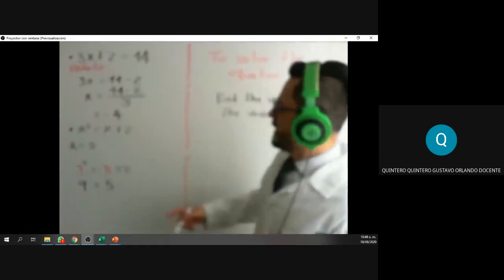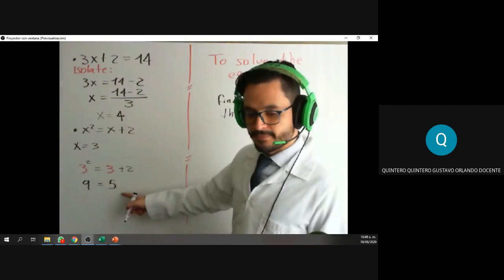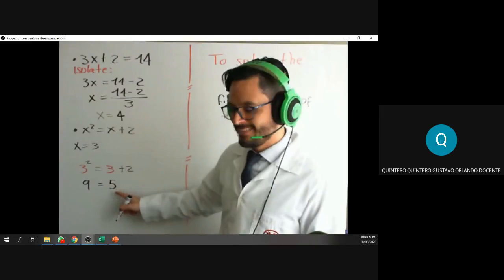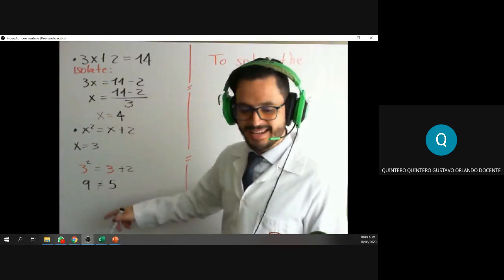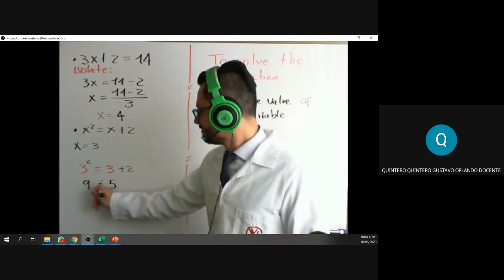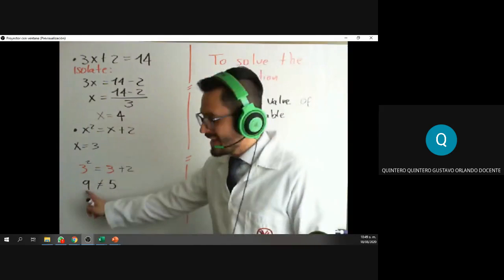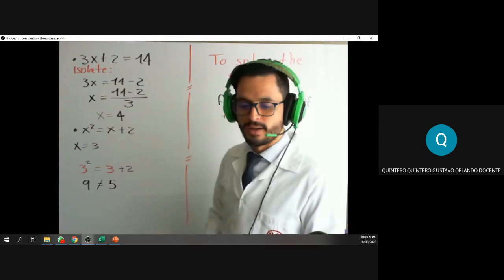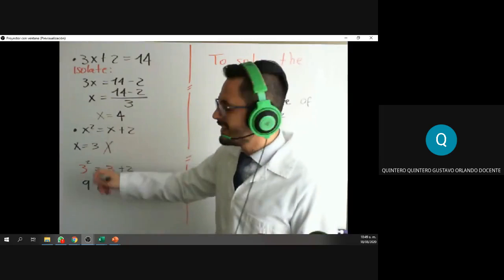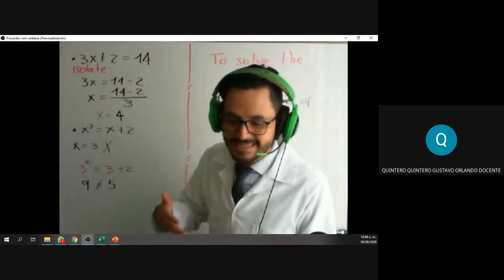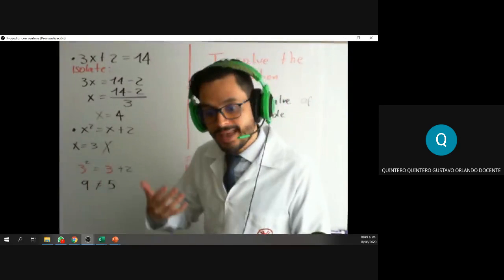All right. And look at these guys. By this random value, 3, the equation is not good. 9 is not the same as 5. We should be getting the same on one side as on the other. So 3 is not a good guess. And we can spend a lot of time here guessing values until we get it.